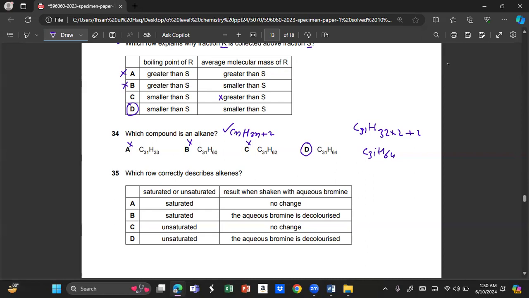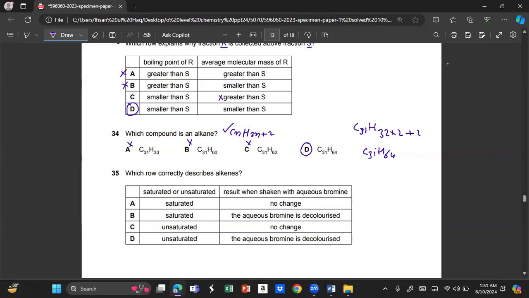Okay, now question number 35. Which row correctly describes alkenes? You know, the main difference between alkanes and alkenes is that alkanes are saturated, alkenes are unsaturated. Alkenes undergo addition reactions. Alkanes undergo substitution reactions, because in alkanes there are all single covalent bonds between carbon atoms. In alkenes there is a double covalent bond. When the double bond is broken, two electrons become free, and any two atoms can be added over those free electrons which are available on consecutive carbon atoms after the breakage of the double covalent bond.